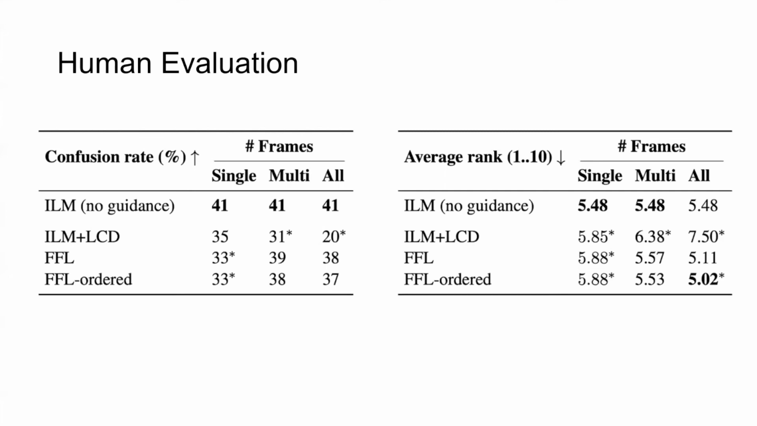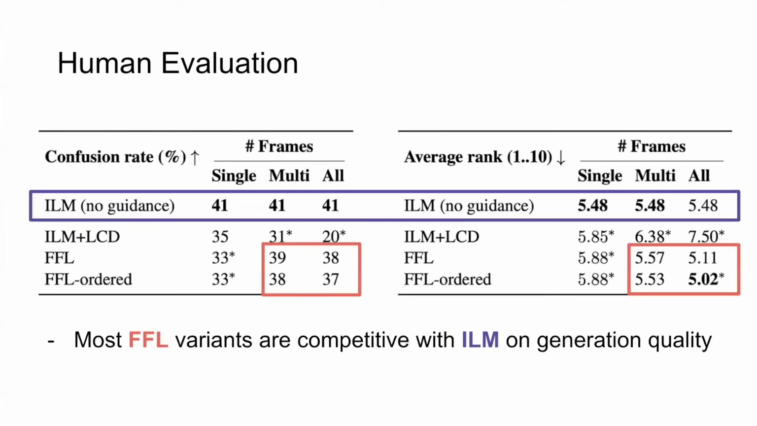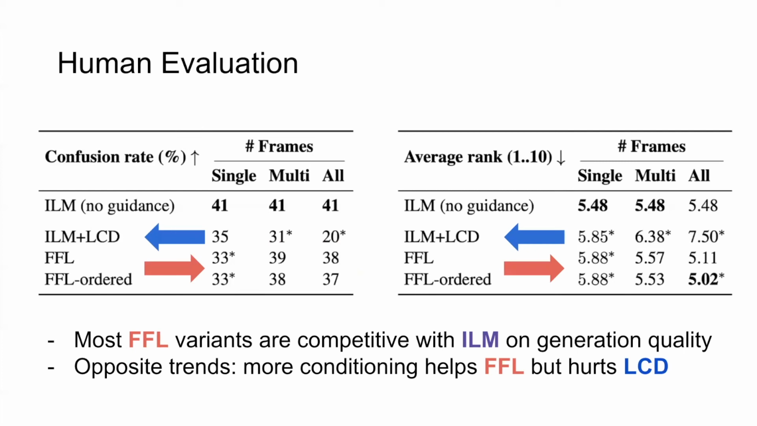In both experiments, we observe similar trends. The first one is that the frame-filling models under multiple frame and all frame guidance are competitive with ILM in terms of generation quality, which means that its ability to produce semantically guided text comes at little to no loss in fluency. At the same time, we observe that frame filling and lexically constrained decoding follow the opposite trends in terms of generation quality, where more conditioning helps the former but hurts the latter. This could be explained by the fact that LCD approach is required to satisfy all the semantic constraints, while the frame filling approach incorporates those constraints in a soft manner and may choose to disregard some of them.